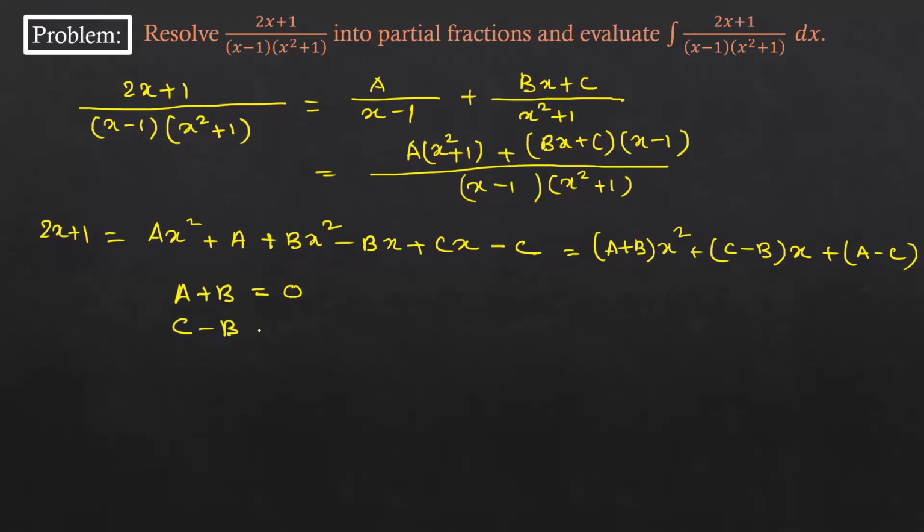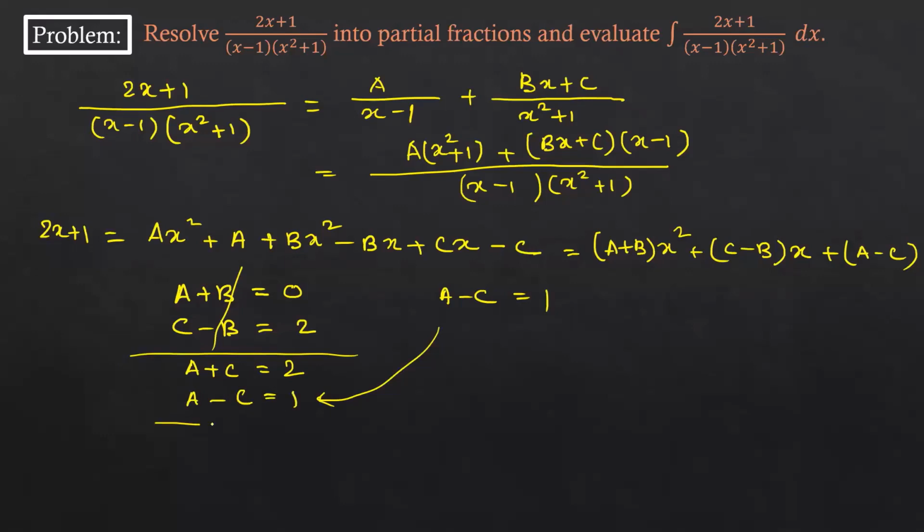And for c minus b, you have what? 2. And for a minus c, what do you have? For a minus c, you have 1. Now take the summation over these two parts. Actually, you have a plus c is equal to what? 2. Now take the term here: a minus c is equal to 1. And these two terms will give you 2a is equal to 3. That means a is equal to 3 by 2. Am I right?